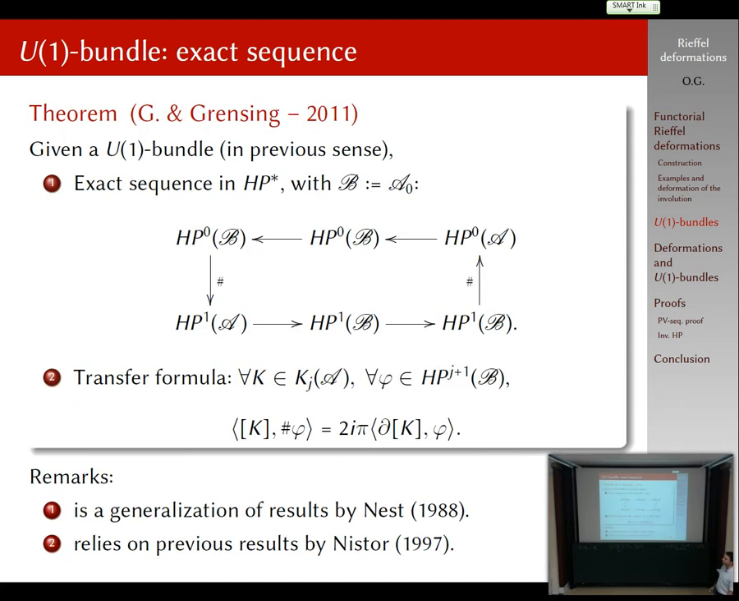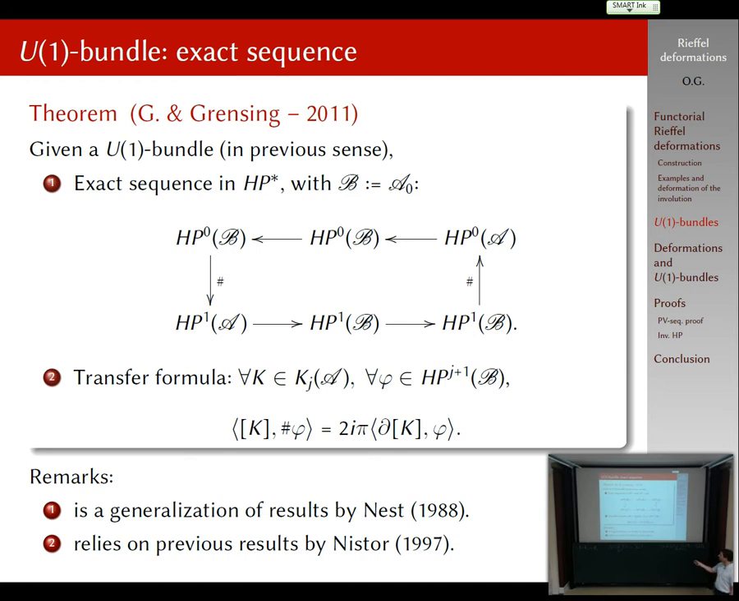Now I said a good definition should be the hypothesis of a theorem. Here is the theorem. Given such a U1 bundle, in the previous sense, we have a 6-term exact sequence in periodic cyclic cohomology. This should remind you of the Pimsner-Voiculescu exact sequence. It is kind of the same in periodic cyclic cohomology. And actually, this 6-term exact sequence is compatible with the usual Pimsner-Voiculescu exact sequence in K-theory in the sense of this transfer formula.